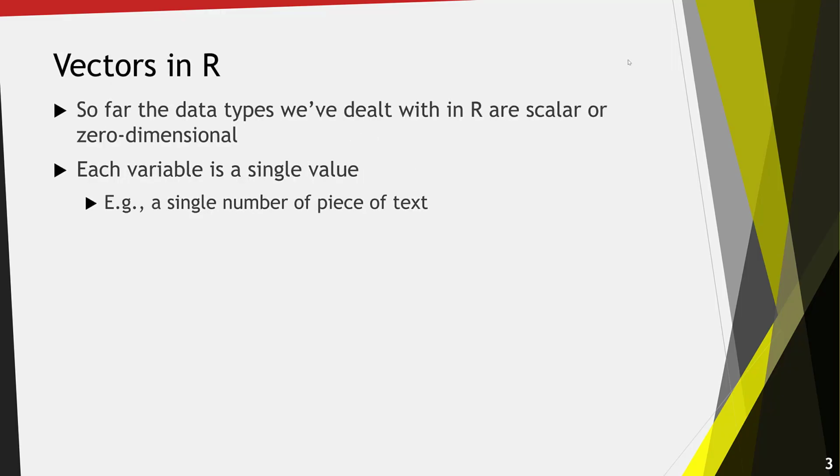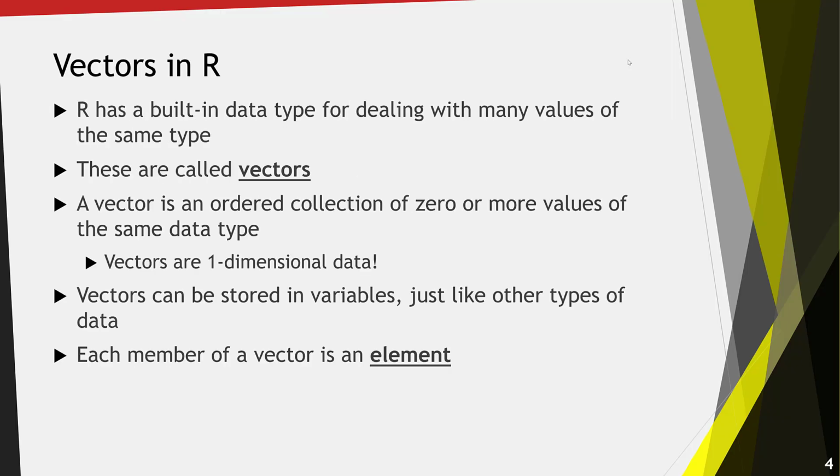So far, when dealing with data in R, the data types that we've dealt with have all been scalar, or zero-dimensional. What that means is each variable that you define holds a single value, for example, a single number or a single piece of text. R has a built-in data type for dealing with many values of the same type, and these are called vectors.